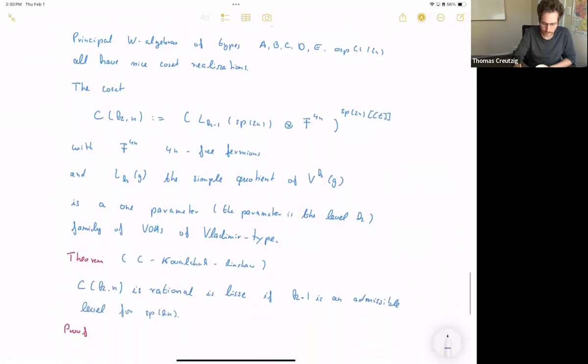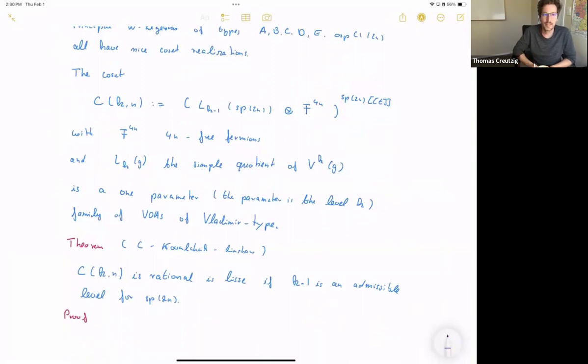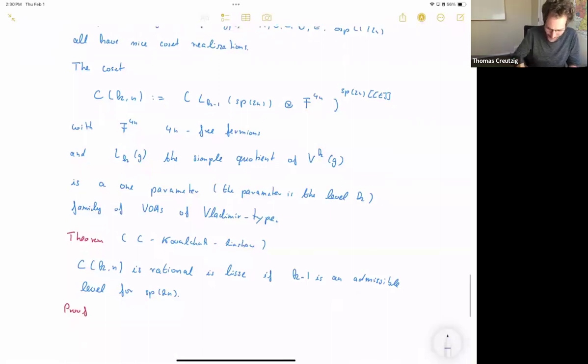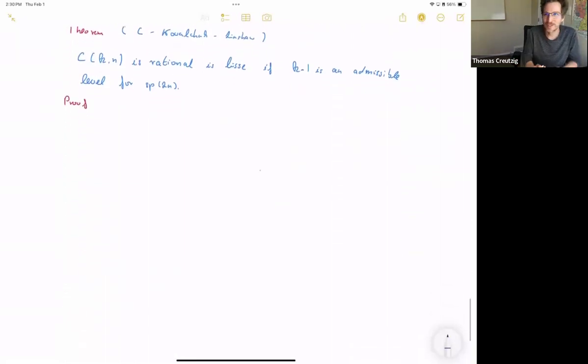So we have the following statement: this coset is rational if the level k minus 1 in the numerator is an admissible level for sp2n. Okay, and now I can start with my proof. So this was the motivation.